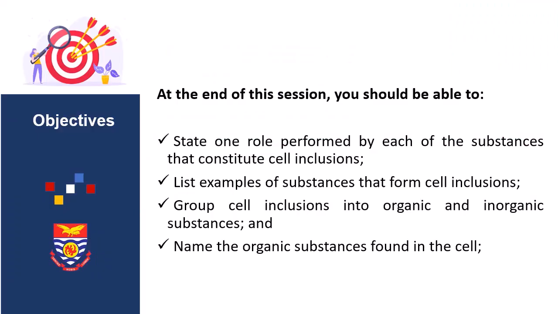At the end of this session, you should be able to state the role performed by each of the substances that makes up cell inclusions, and also list examples of the substances that form cell inclusions. And then group cell inclusions into organic and inorganic substances, and finally name the organic substances found in the cell.